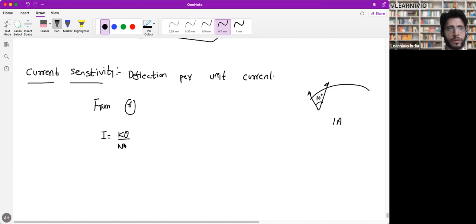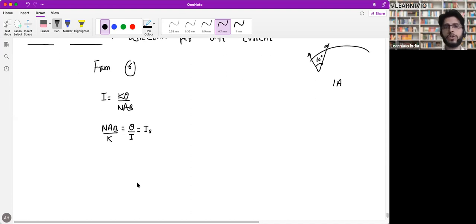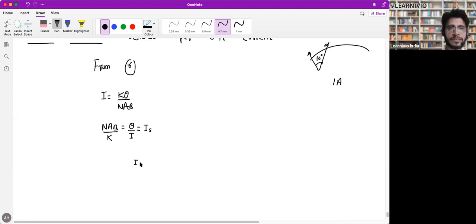I is K theta over NAB. I need theta by I. So just cross multiply it here. You will take NAB to the left hand side, and you will take K to the denominator. And that is equal to theta by I now. And this theta by I is known as current sensitivity. So you can say that the current sensitivity of the galvanometer is NAB divided by K. This is the current sensitivity of the galvanometer, NAB by K.